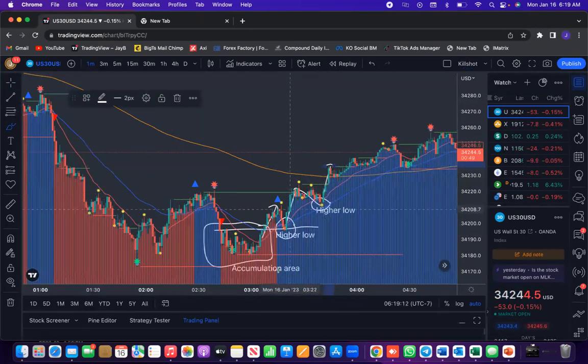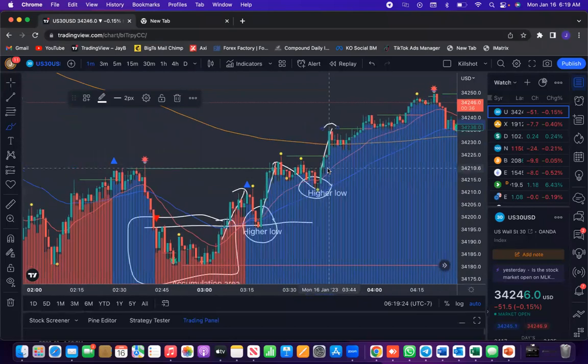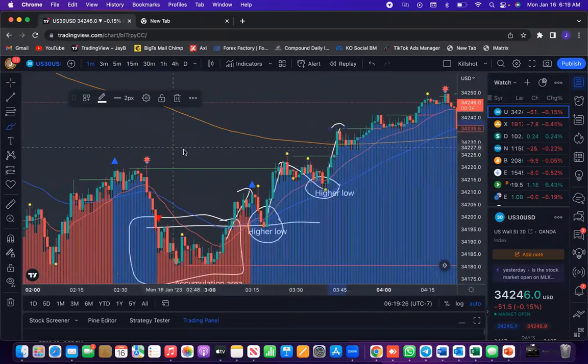What does it do here? It breaks our 238. Okay. Breaks our 238, pulls back, right? Pulls back to the 238 and creates what?